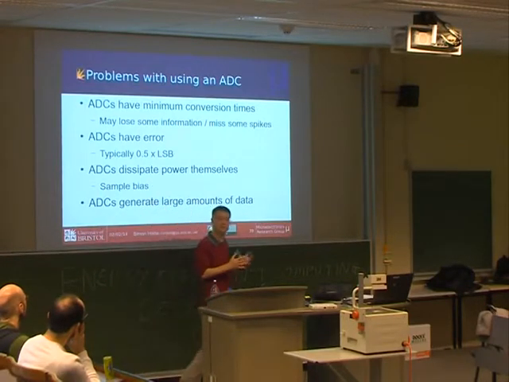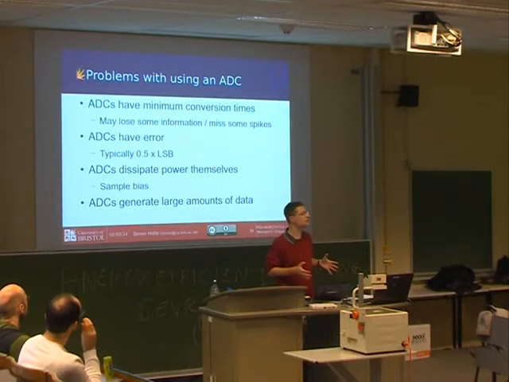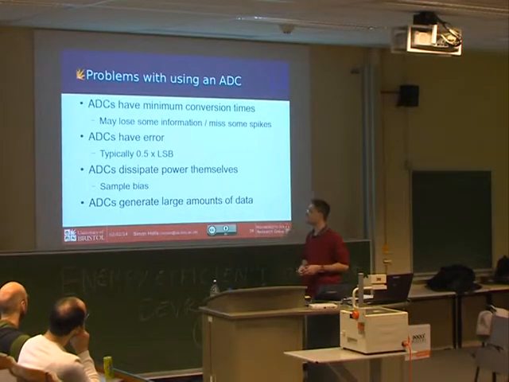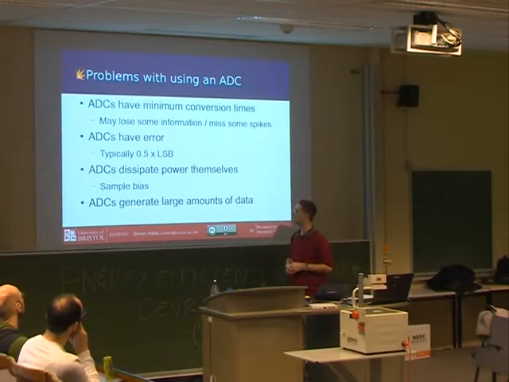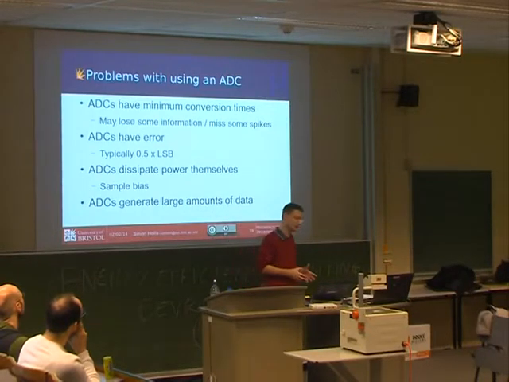There's a minimum conversion time, so the ADC puts a speed limit on the measurement, and that means you can't measure faster than the ADC. They themselves dissipate power, so there was a question earlier about that, which gives bias in the sample; you've got to remember to take that off. And the final one, they generate quite a large amount of data, even a small, quite slow ADC.